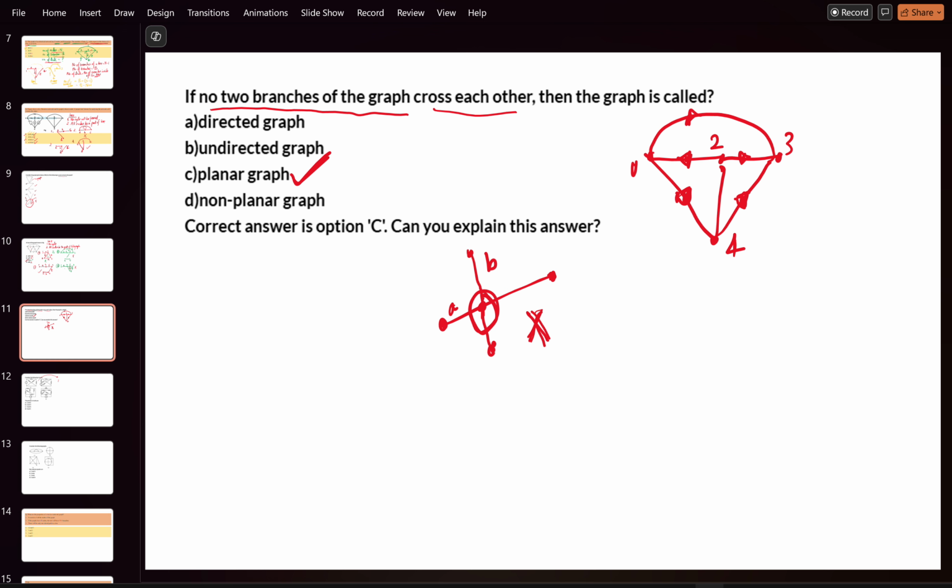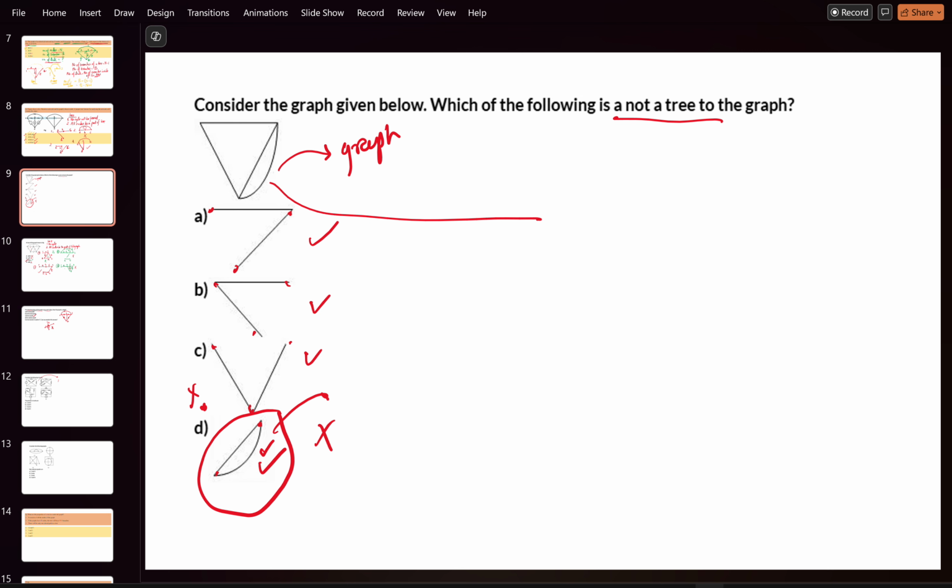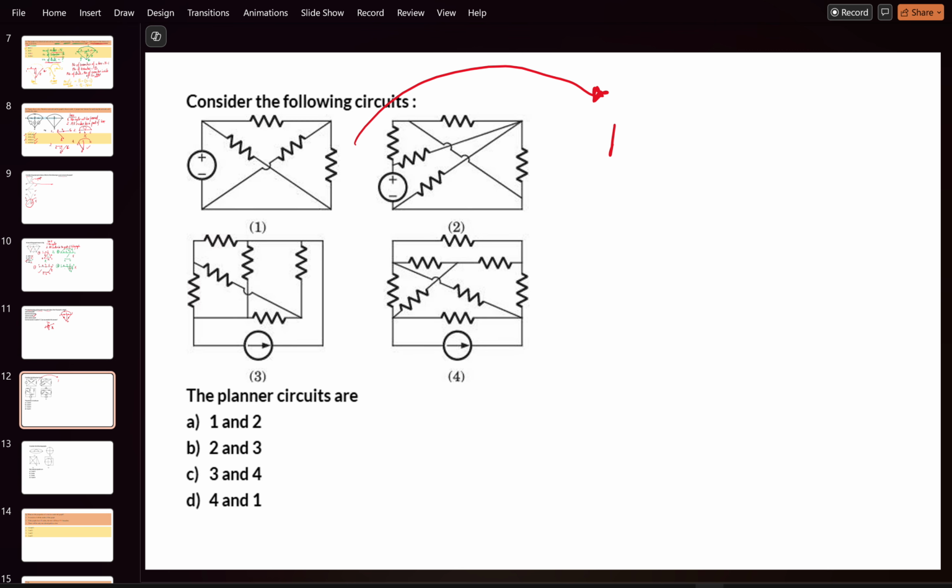Directed means the current direction is there. Undirected means there is no current direction. Suppose I take one example. Suppose like this, this is a graph, and there is no current direction shown in the branches. So this is the undirected graph. Okay, sir. Okay.